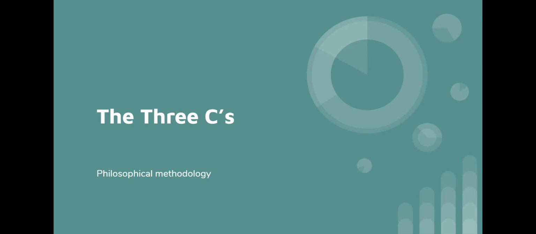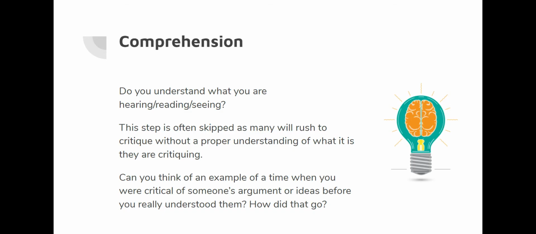You should learn in your science classes the scientific method. We'll talk a little bit more about that later because philosophy is similar in a lot of ways. But we use a simplified methodology. So let me go over the three C's. And we'll come back to this over and over and over again this year. So the first C is comprehension.